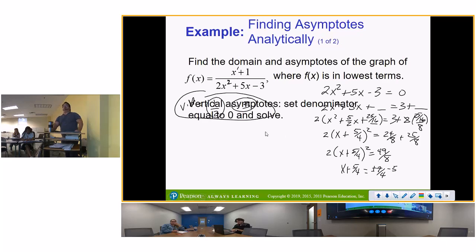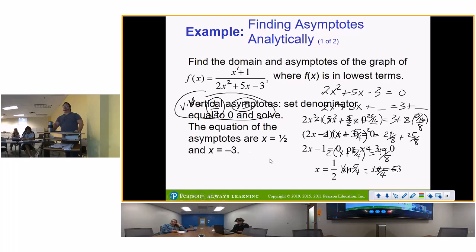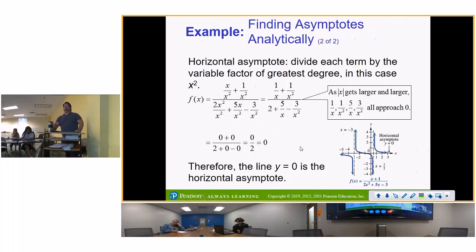Vertical asymptote: set denominator equal to 0. They got 1/2 and negative what? 3. The equation of the asymptotes, okay, we know that. They're wanting you to do it the old way. How did I know that y is equal to 0? Because they're going to give you a test.